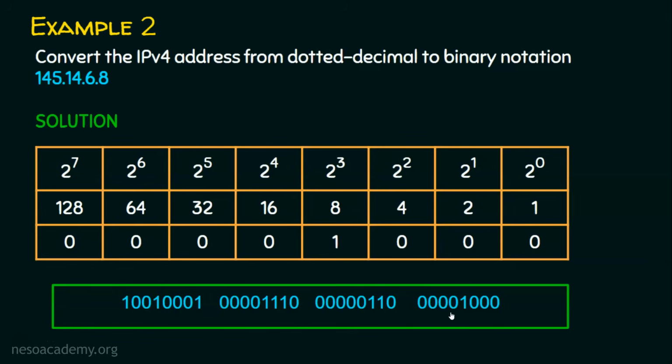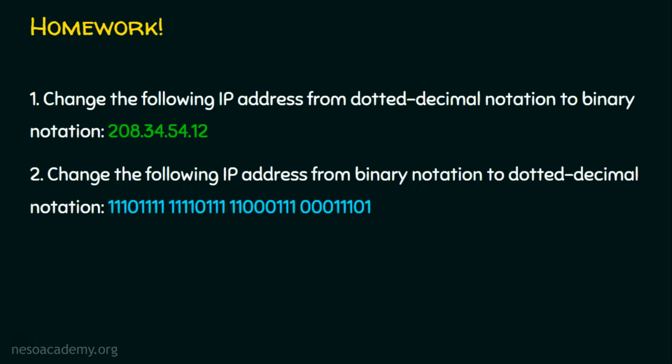Before we conclude, let's see the homework questions. We have 2 questions. Question number 1: change the following IP address from dotted decimal notation to binary notation. We are given the IPv4 address 208.34.54.12. And question number 2: change the following IP address from binary notation to dotted decimal notation. And we are given the binary notation. Pause this video for a while and solve this homework problem and post your answers in the comment section.